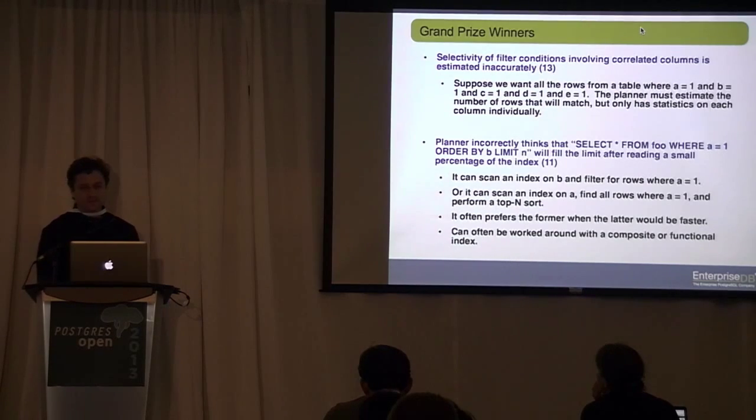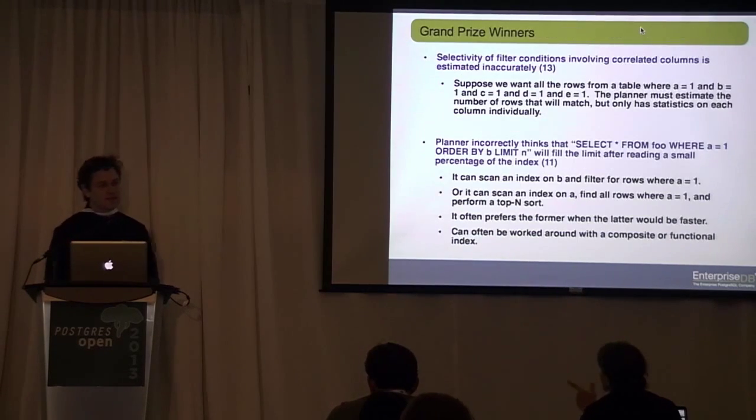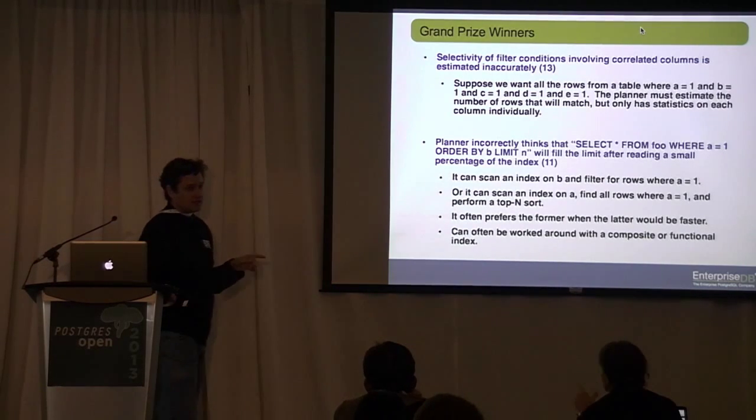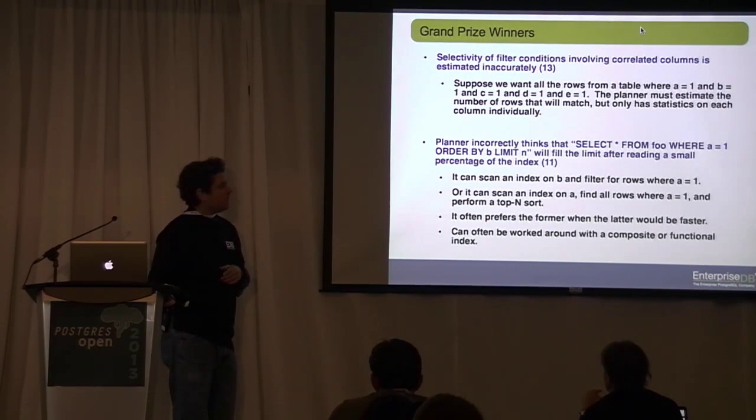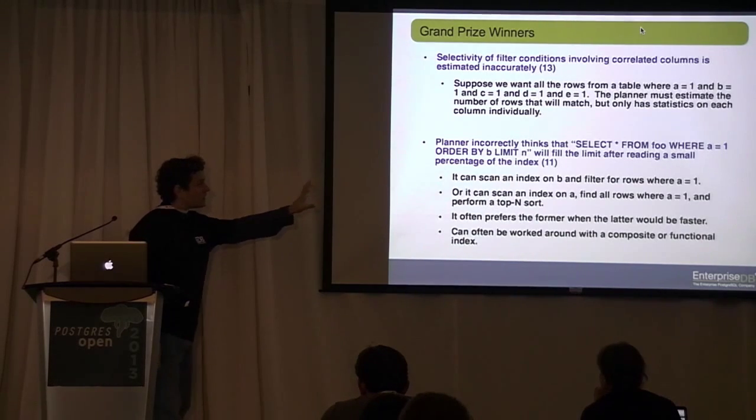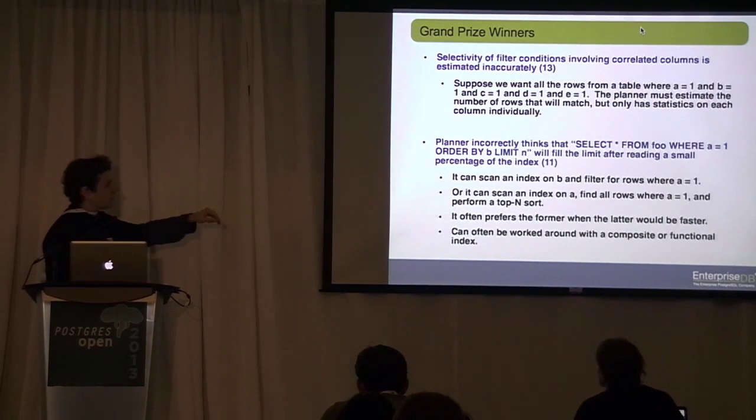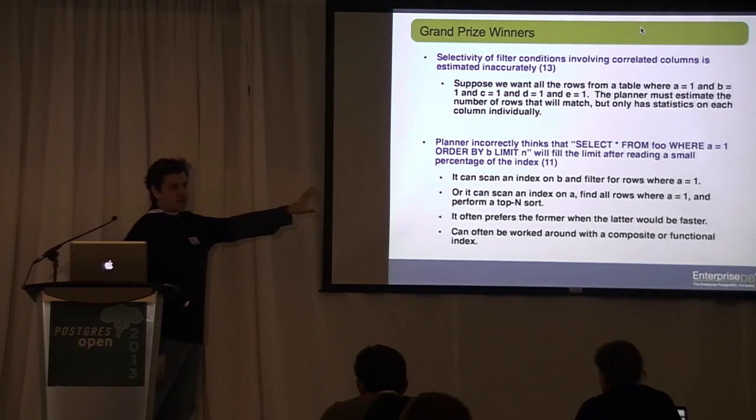So how does the optimizer decide which strategy to choose? Does it rely on the selectivity of an index by A? Yeah, so yes. The question is, how does the planner choose between these two plans? It's just based on a costing model, right?